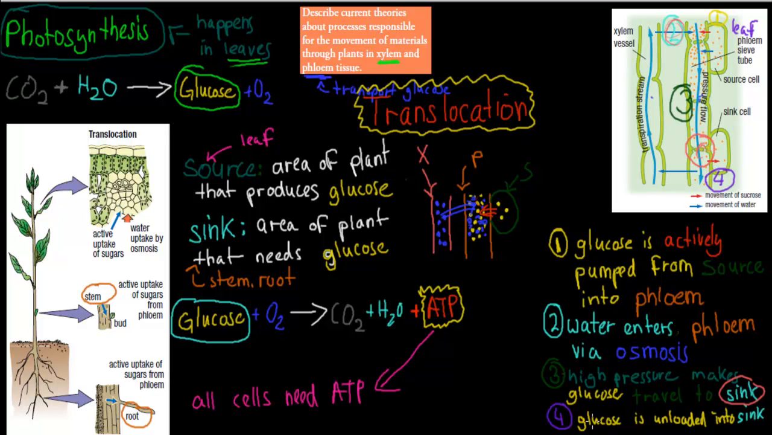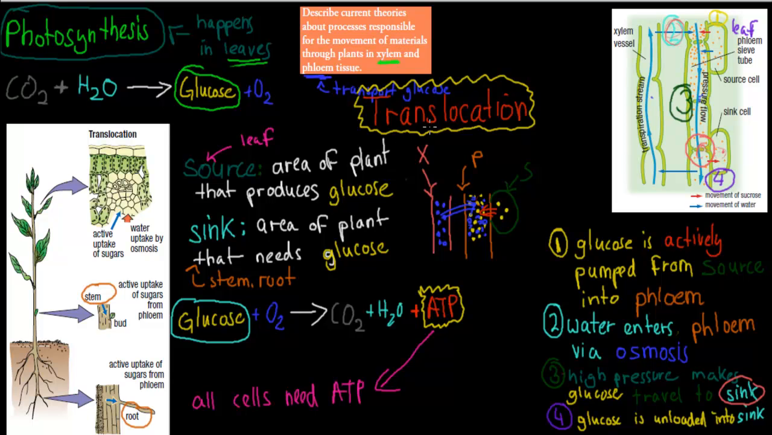So the fourth step is once it's at our sink, it's going to be unloaded into a sink cell. So it's going to go from our phloem into a sink cell, which means now our sink cells, or our root cells, or our stem cells, they all have glucose as well. They all have sugar.